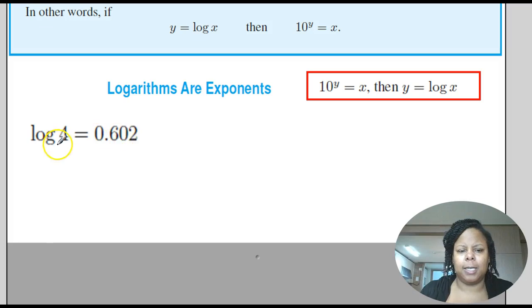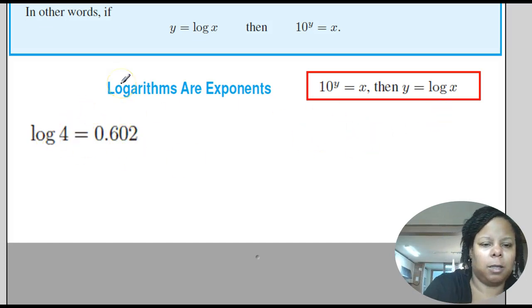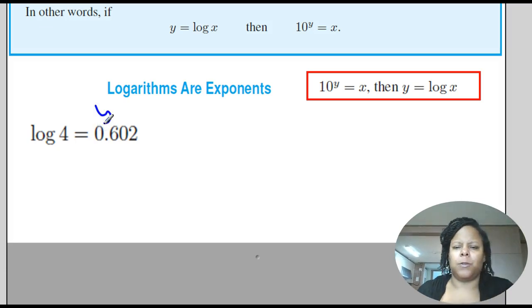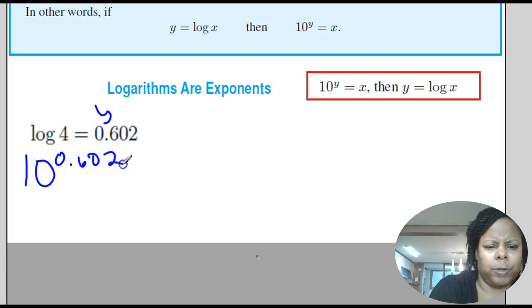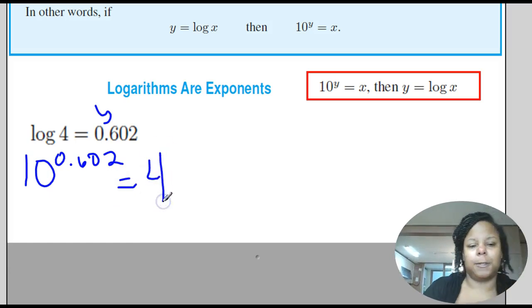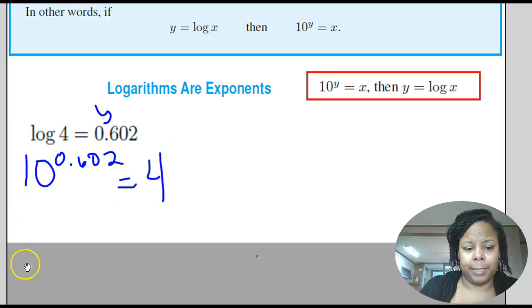As you can see, y is equal to log of x, so this is my y. Therefore I can say that 10 to the y, which is 0.602, is equal to 4. That's all that means. So let's confirm that using the graph.